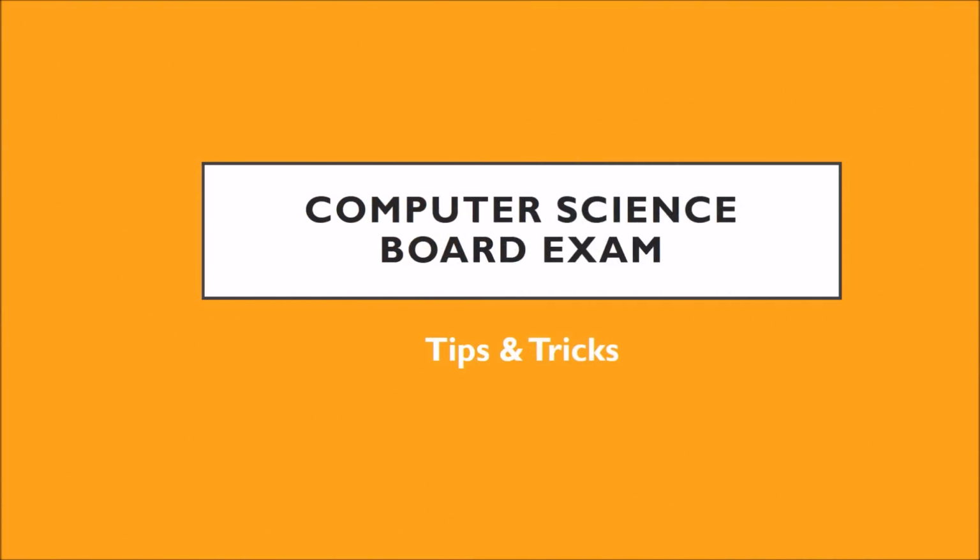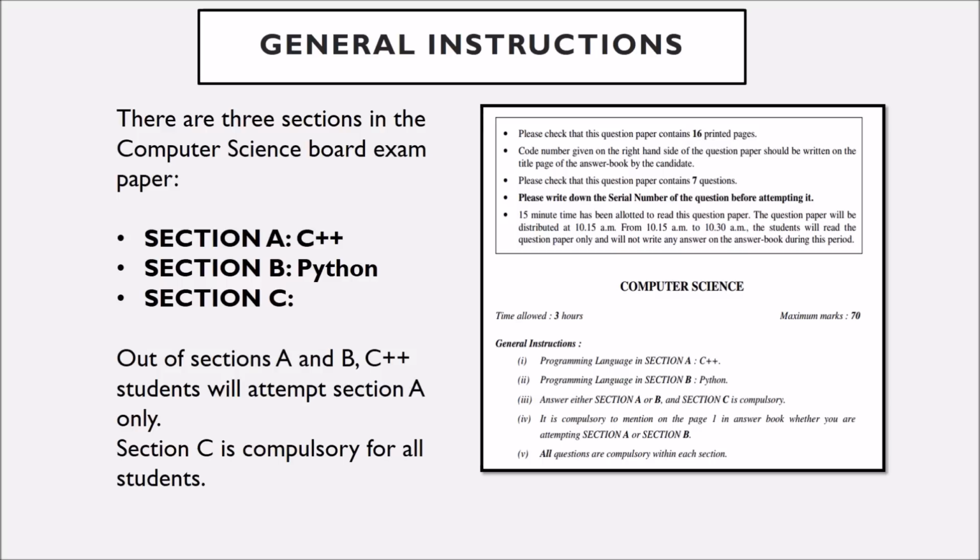Here are some basic, not short tips to help you crack CBSE exam for computer science. There are three sections in the computer science board exam paper. Section A is for C++ students, Section B is for Python students, and Section C is compulsory for all students. C++ students will attempt Sections A and C only.